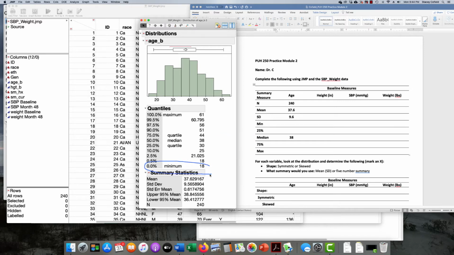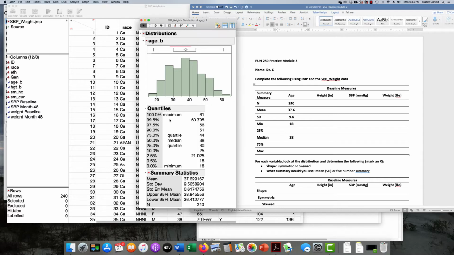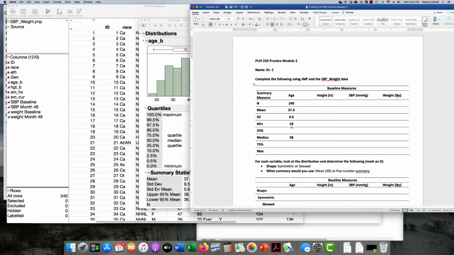So remember, our minimum value or our 0 percentile means that 0% of the data is lower than our minimum. That is a value of 18. Because our age was collected in whole numbers, we don't need to use decimal places here. Our 25th percentile means that 25% of our 240 observations is less than this value, and that's a value of 30.